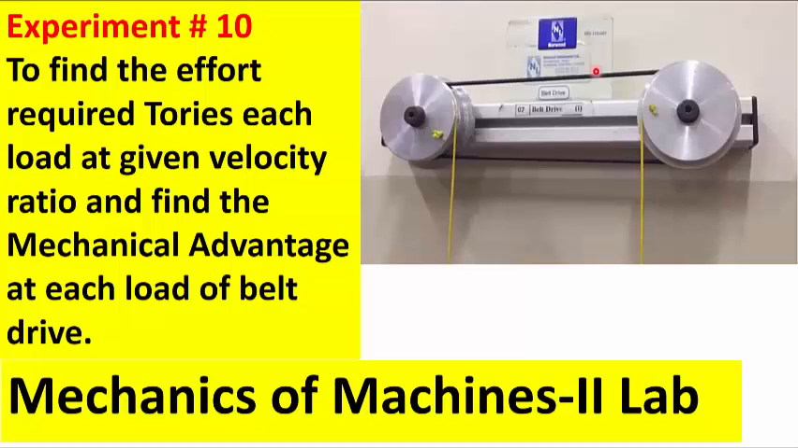Experiment number 10 of Mechanics of Machines lab is about belt drives. The objective of experiment number 10 is to find the effort required to raise each load at given velocity ratio and to find the mechanical advantage at each load of belt drive.